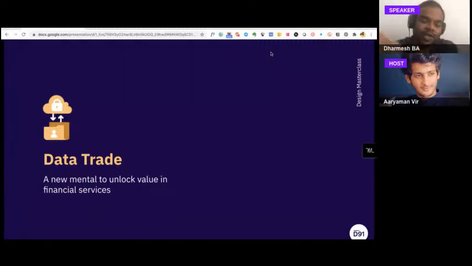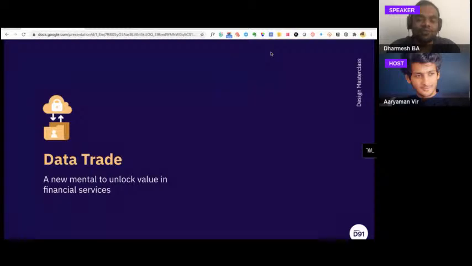Now I'm going to take that same mental model and translate it to how we buy products and services with respect to data. A lot of the applications we use today, it could be Facebook, WhatsApp, YouTube, TikTok, Instagram, whatever it is.